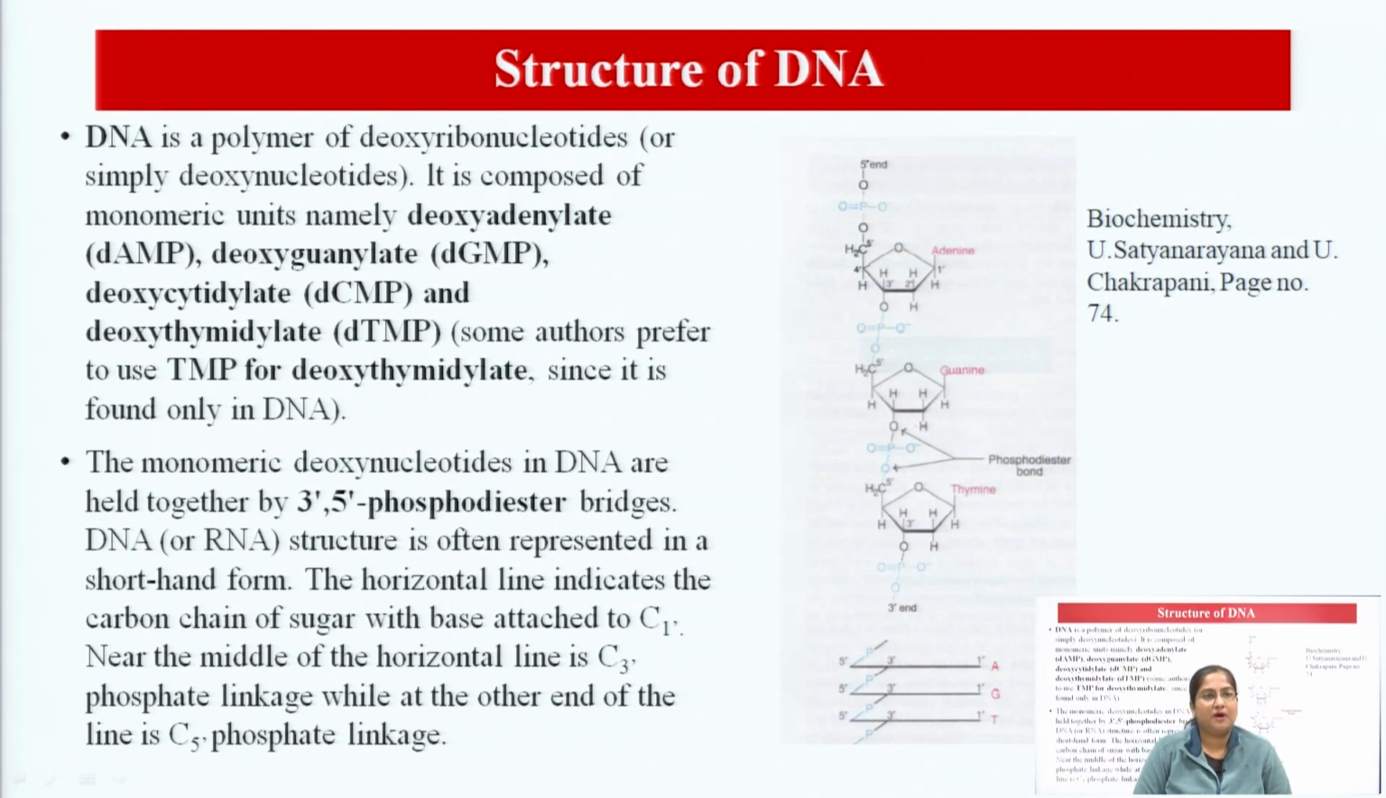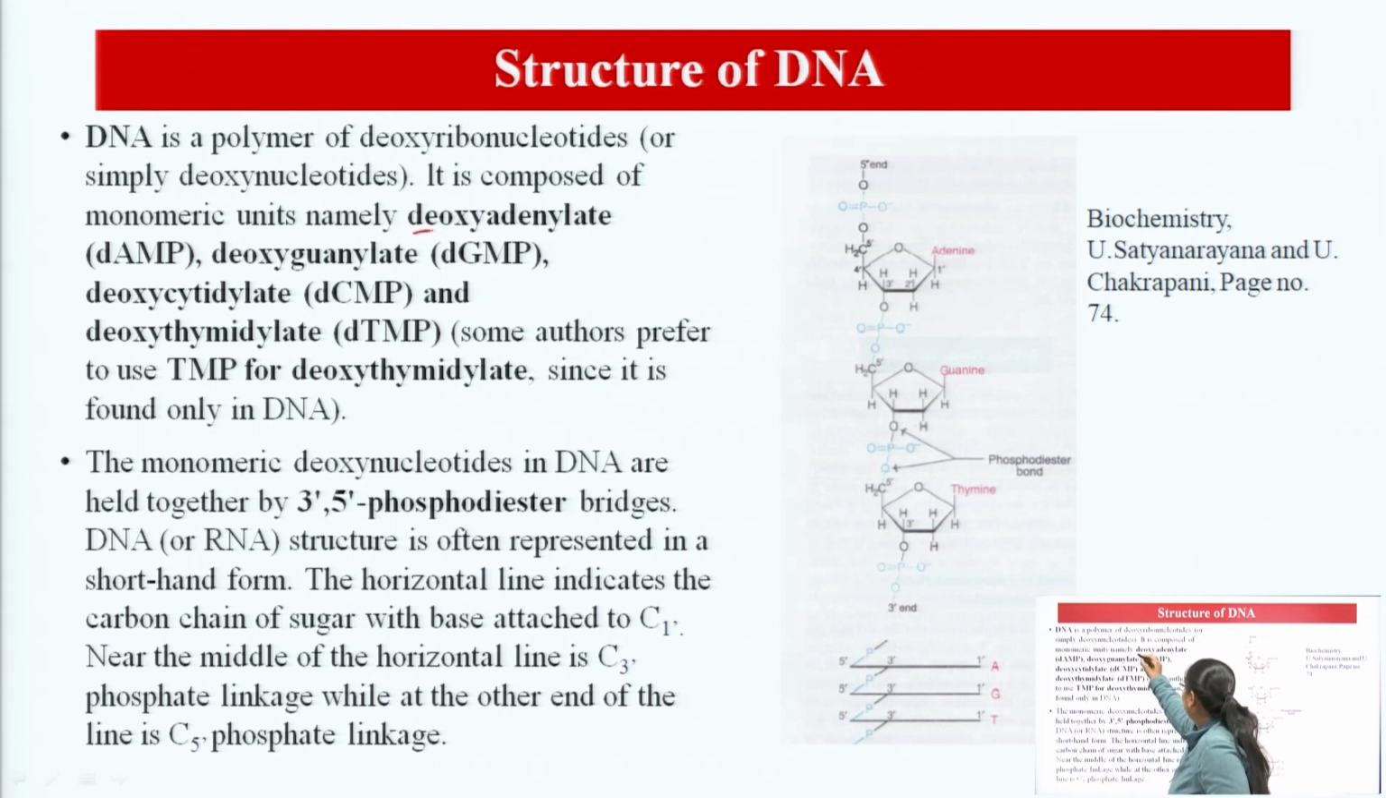Then let us talk about the structure of DNA. DNA has nitrogenous bases, sugar, that is deoxyribose sugar, and a phosphate group. And how we write DNA nucleotides: we use the word deoxy before writing the full name, that is DAMP, DCMP, DGMP likewise.